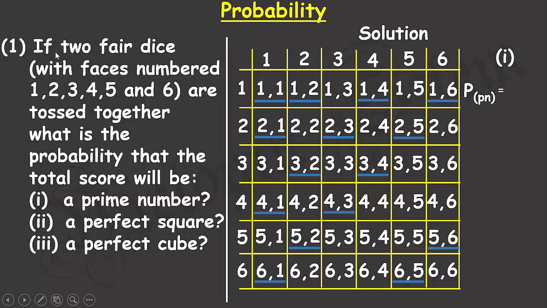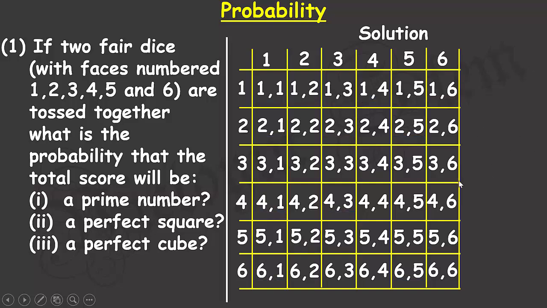So the probability that if I toss two fair dice, that the total score will be a prime number is 15 divided by the total outcomes. So the possible outcomes are 15 and the total outcomes is 36. And then if I reduce this fraction to its simplest form, 15 divided by 3 is 5. 36 divided by 3 is 12. So my answer is 5 divided by 12. I'll move to the second part of the question.